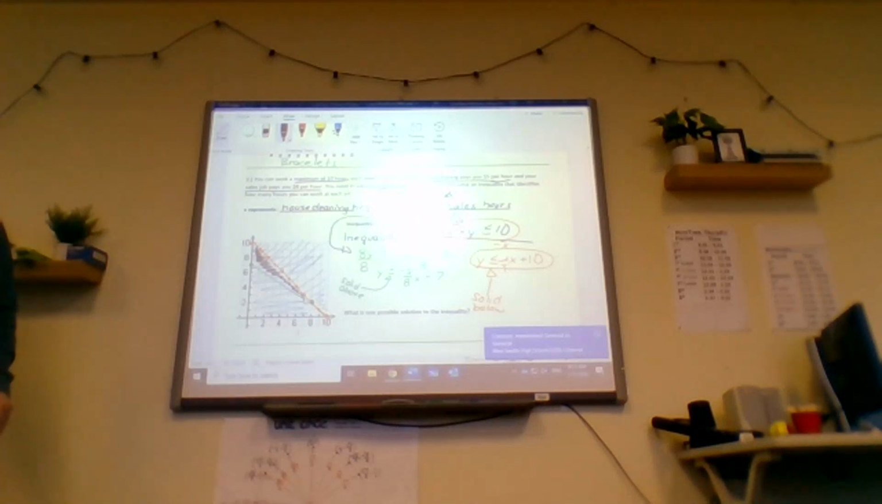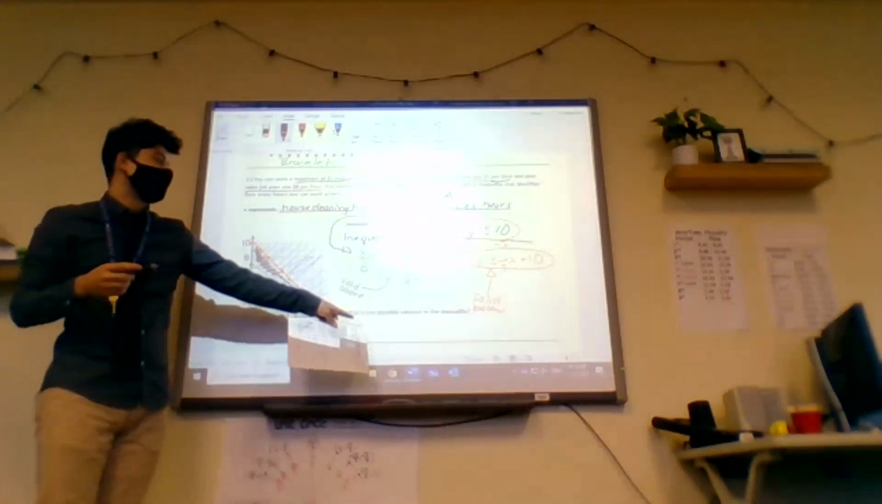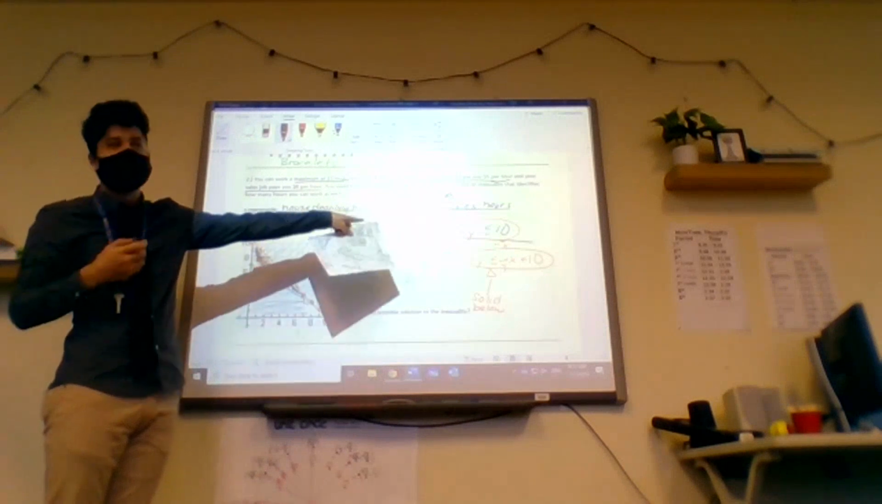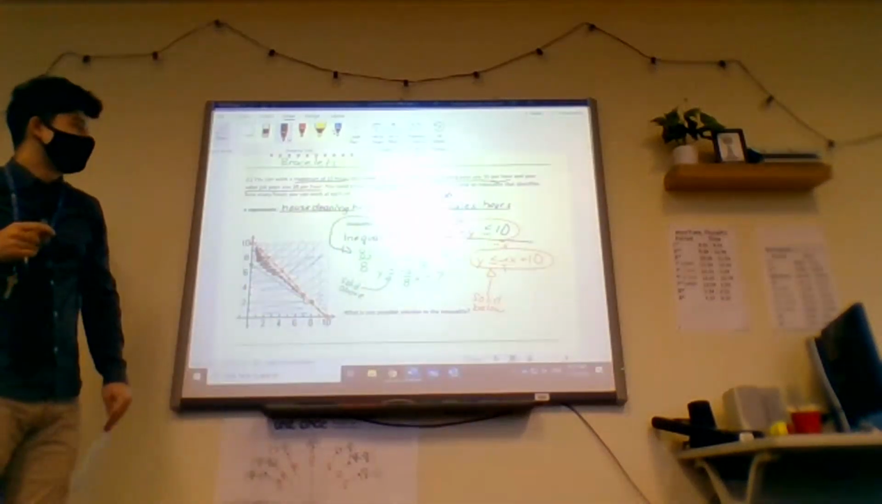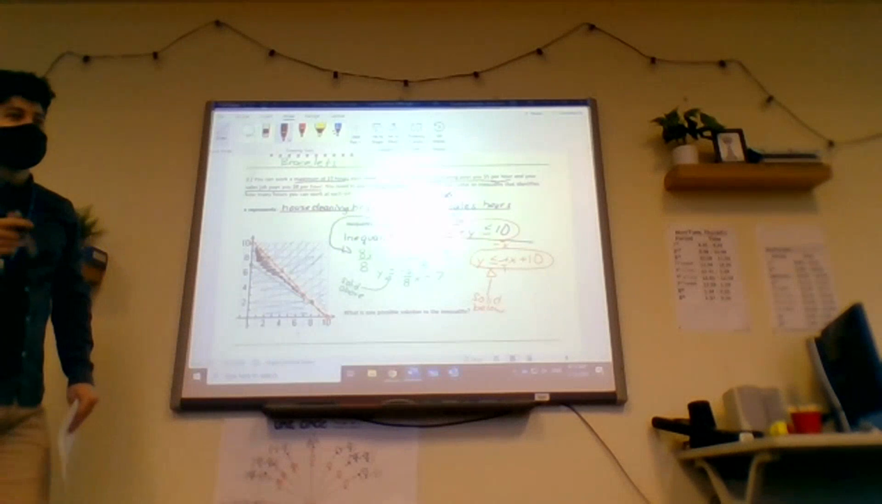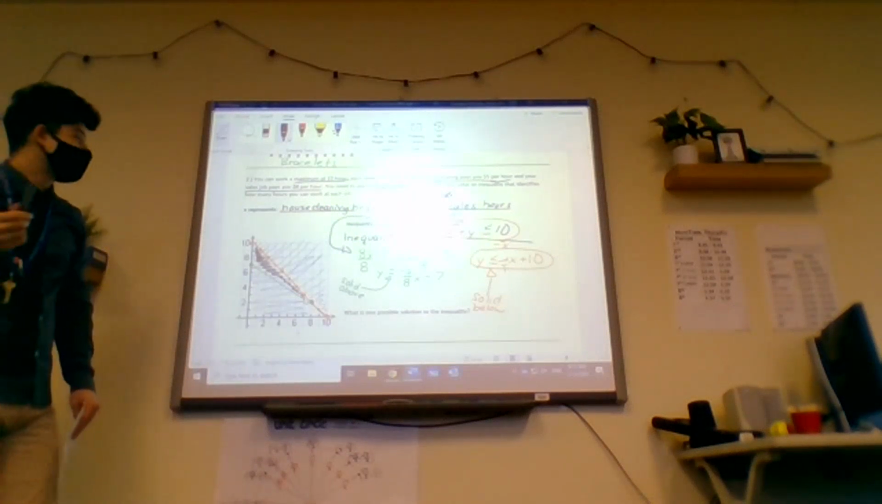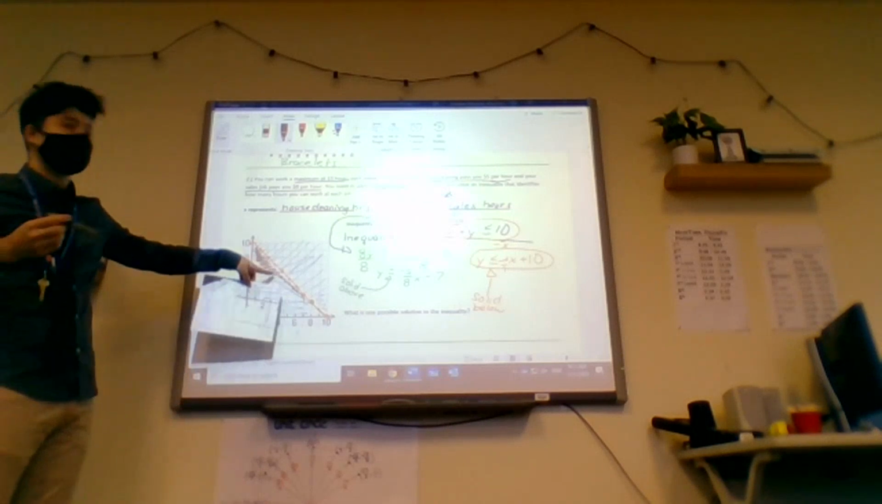Okay, so then there we go. We did all the hard work. It's just asking me for one possible solution to the system of inequalities. So just remind me one last time, what do I do for that? Find the point in the dark shade. Yeah, go to the dark shaded region and then just choose a point.